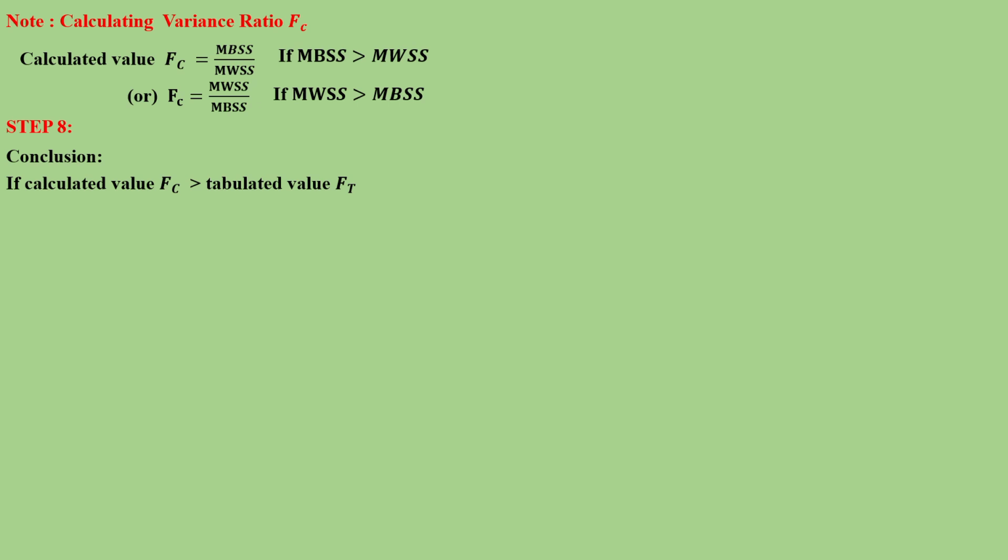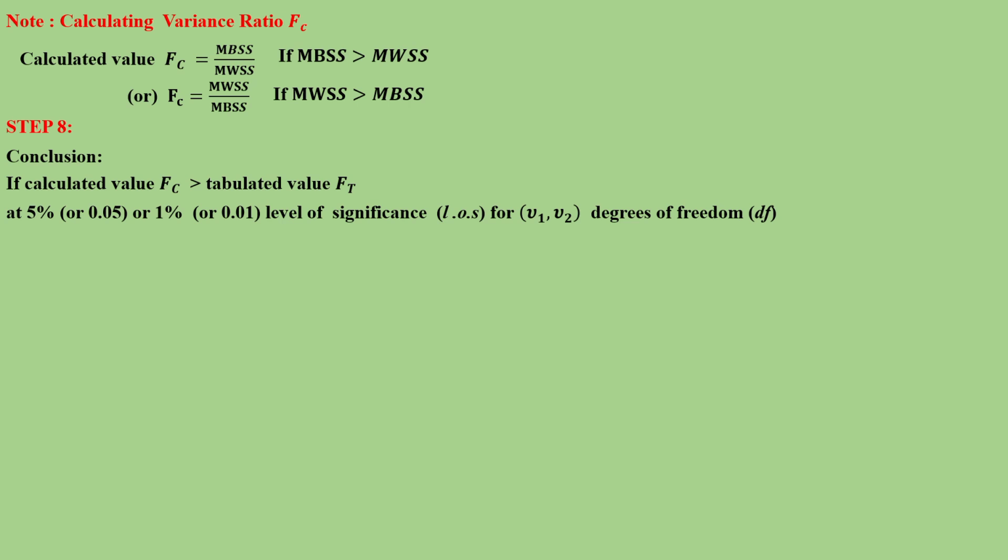Next, the conclusion. If the calculated value is greater than the tabulated value taken from the F table, based on the degrees of freedom V1, V2, at the 5% level or 1% level, 5% level is 0.05 and 1% level is 0.01. That is the level of significance, LOS. Then the null hypothesis is rejected. If the calculated value is greater than the tabulated value, our H0, the null hypothesis, is rejected. That means H1 is accepted.